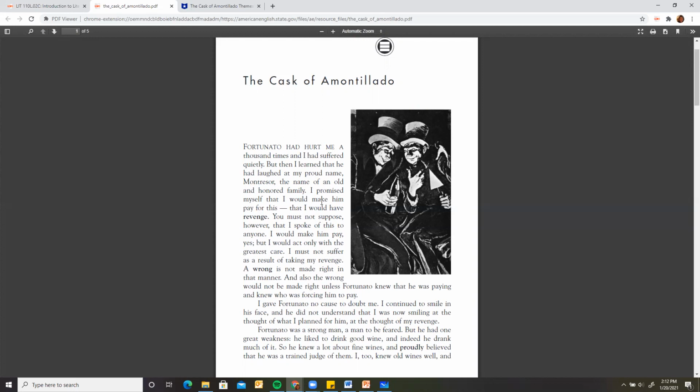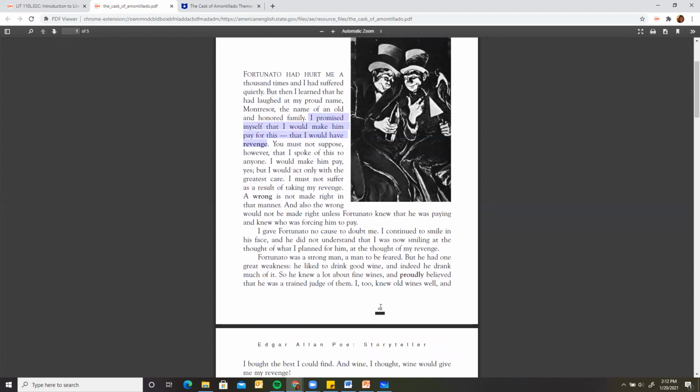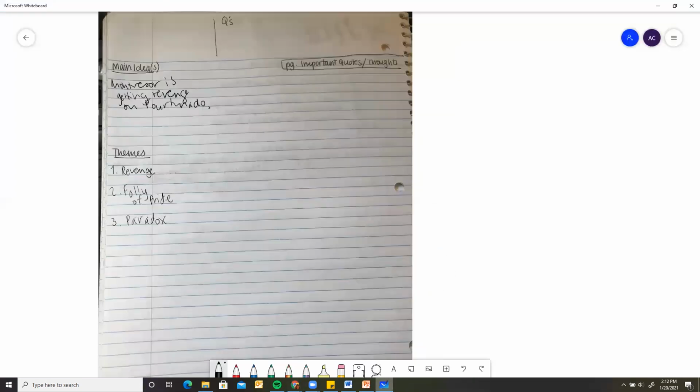Okay, so first off, here's our first quote that we would probably underline. I promised I would make him pay for this, that I would have revenge. So you would underline that as you were reading. And this is on page 68. So I would go back to my notes. And I would put page 68. And I would give myself a little number 1 because I know that this is about revenge. This quote on this page that I underline is about revenge. Okay.